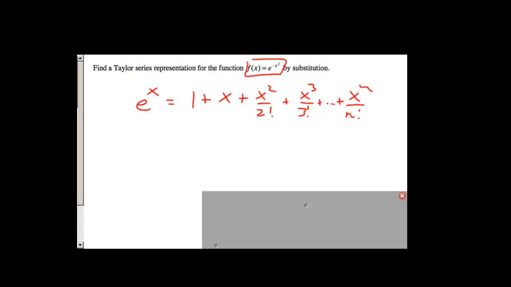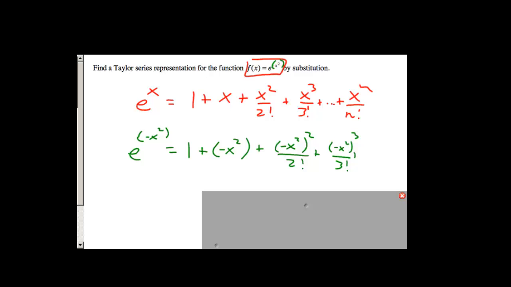So everywhere there's an x, instead of putting in an x, we should be putting in negative x squared. So e to the negative x squared is going to equal 1 plus, well, instead of x, we're going to have negative x squared plus negative x squared over 2 factorial plus negative x squared cubed over 3 factorial plus, well, let's think about that nth term in a second.